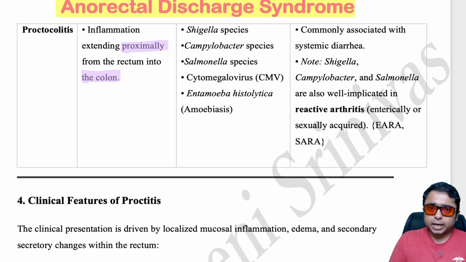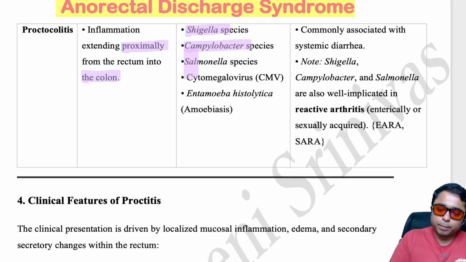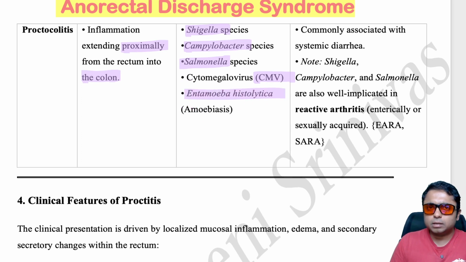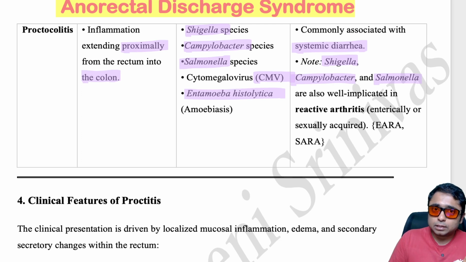What could the organisms be? There could be Shigella, Campylobacter, Salmonella, Cytomegalovirus, and also Entamoeba histolytica associated with amoebiasis. It is commonly associated with systemic diarrhea. Patients are going to present clinically with diarrhea. Also remember that Shigella, Campylobacter, and Salmonella are also implicated in SARA, EARA, enterically associated reactive arthritis, sexually associated reactive arthritis, right?